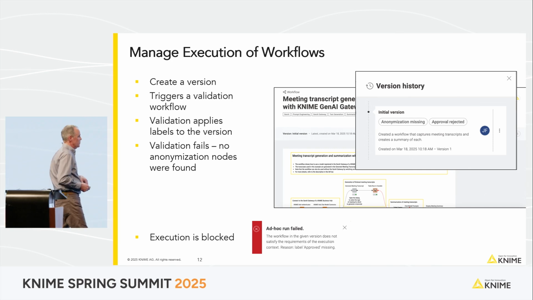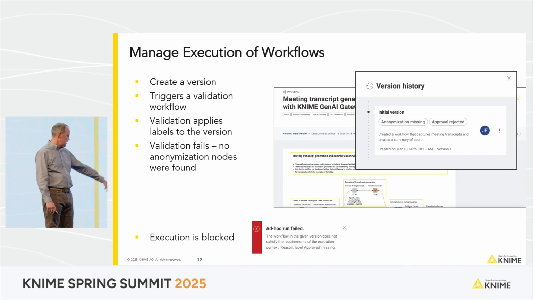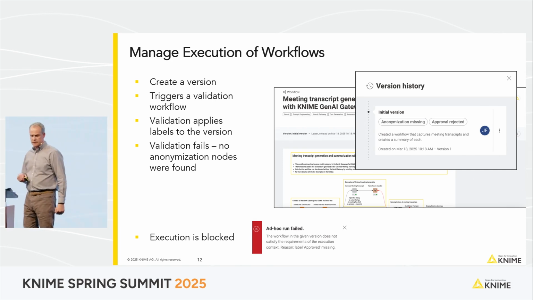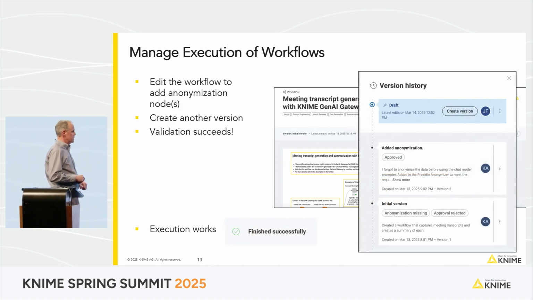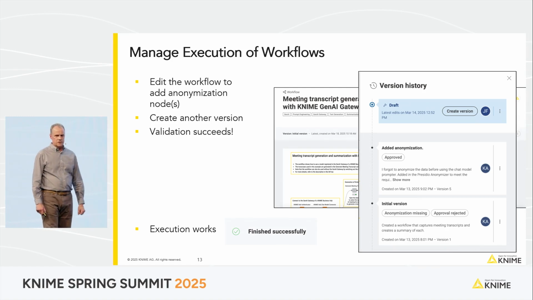Okay, so what happened was my validation failed. You see approval rejected on the label. If I try to run the workflow, it's not even going to run, right? Execution context says, nope, it has to be approved. This one's not approved, and that's the error message that you get. Okay, so I'll go back to the drawing board. I add in the needed nodes. I create a new version, and this one got approved. And so now I'm ready to run the workflow, and it will run successfully.